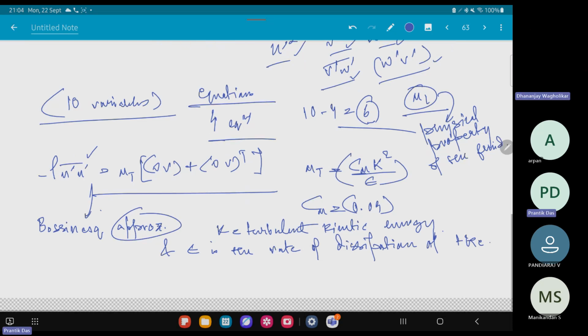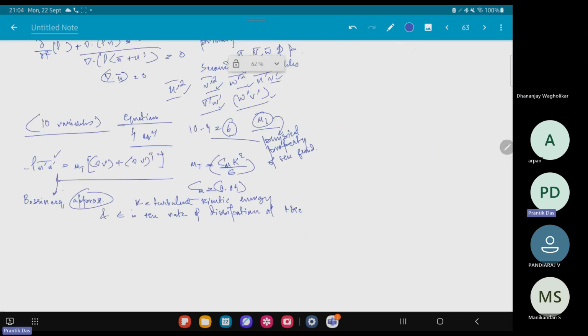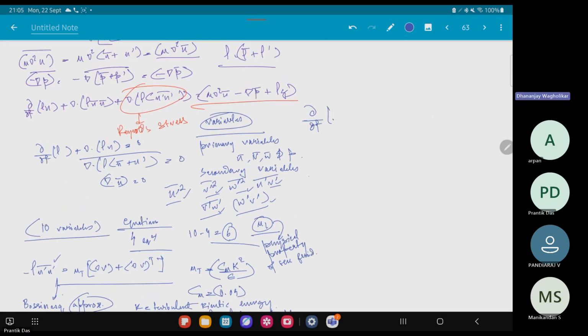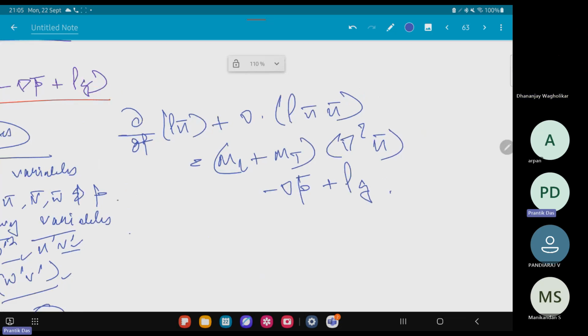So if I use this equation and reduce it, it becomes d/dt of rho u bar plus del dot rho u bar equals mu laminar plus mu turbulent del square u bar minus grad p bar plus the body force term. Okay, is it clear to all of you? Mu l and mu t are added in turbulence. Yes, yes.